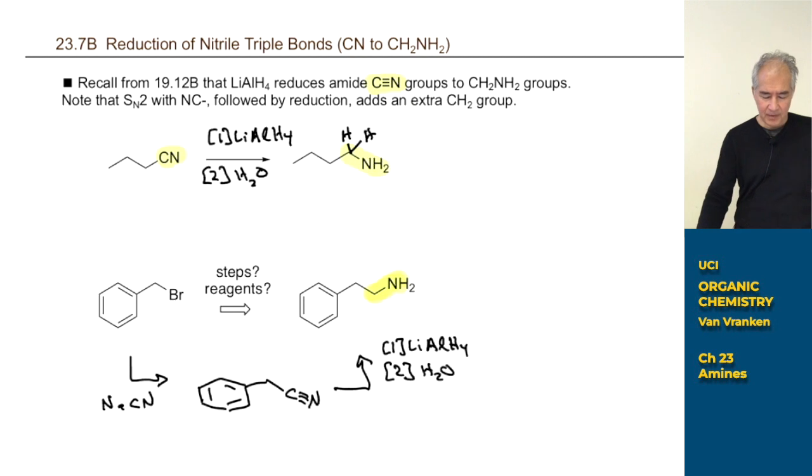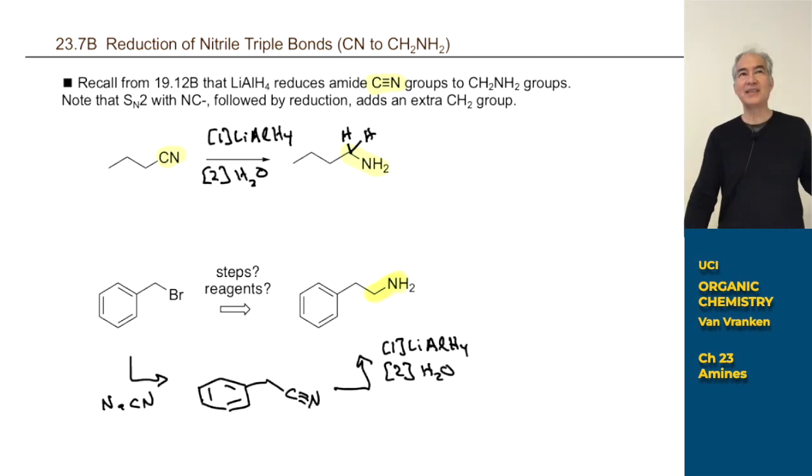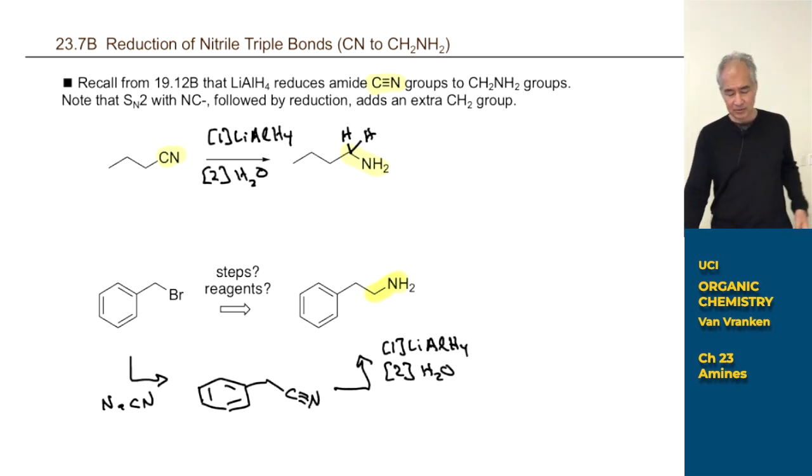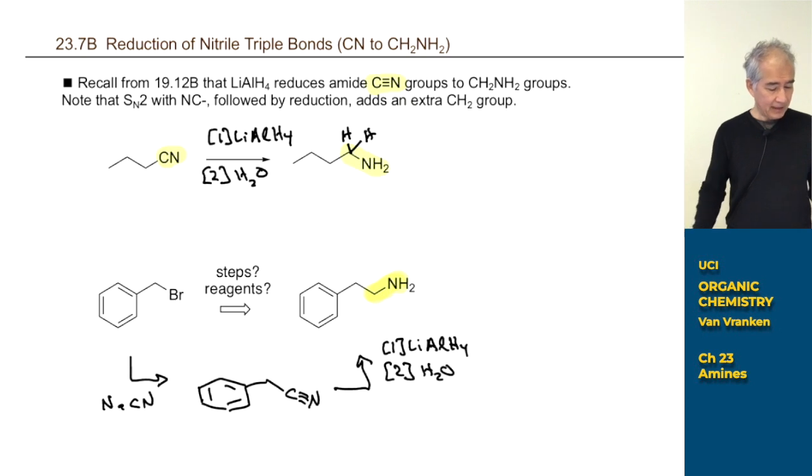There we go. We've never used lithium aluminum hydride without having a second water step. You can't write lithium aluminum hydride, comma, water. That's completely wrong. I would count it wrong and give you no points. It's step 1, lithium aluminum hydride. Step 2, water workup. Okay, so be on the lookout for that CH2NH2 group, because you can get it through reduction of a nitrile.